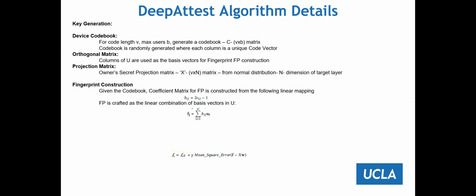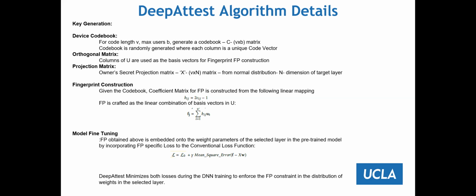So it spans the basis that is under consideration. So how do we use this? We have the fingerprint now. How do we actually embed this into the model? This is how we do it.